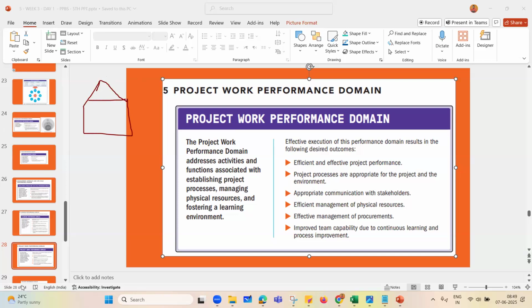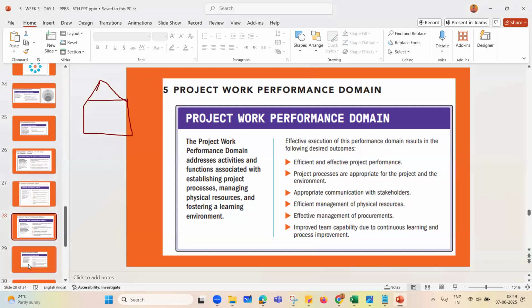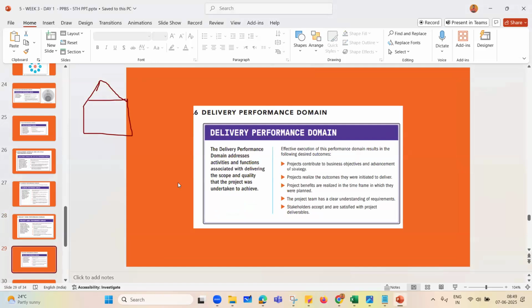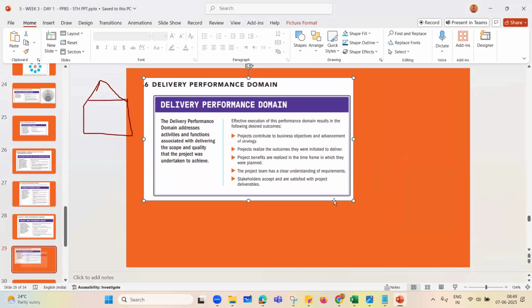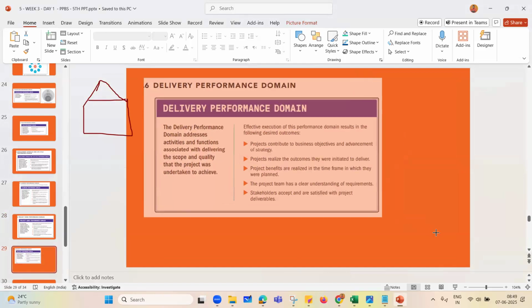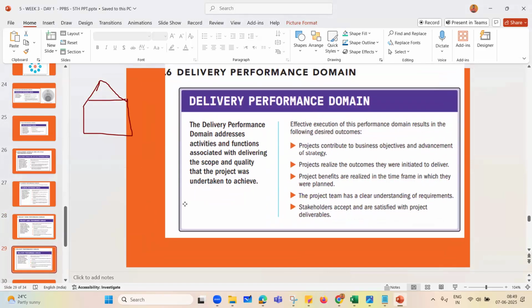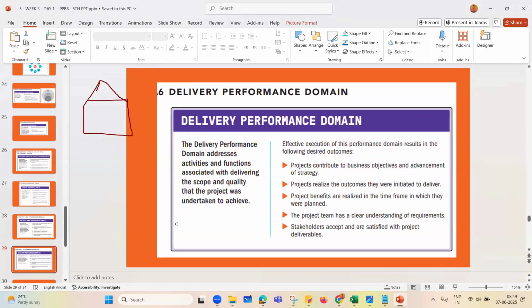Okay. Now, let me go ahead one step further and see the delivery performance domain. So when we talk about the delivery performance domain, let's understand it. This delivers the projects, products, services, or results. In fact, with agile project management, what happens? Services are delivered as a product. This is something quite interesting.